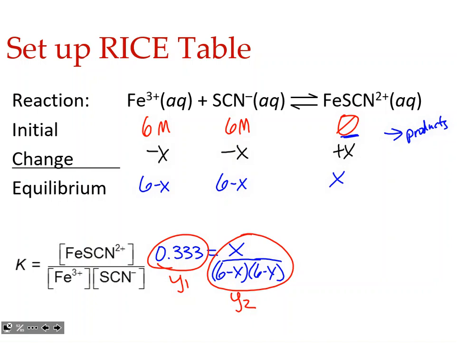Everybody's had time to graph it. You should have gotten 3 basically, because it rounds up to 3.00. So x equals 3. That means the concentration of our product here also ends up being 3. So that's great. Everybody's getting the hang of doing the graphing, right?